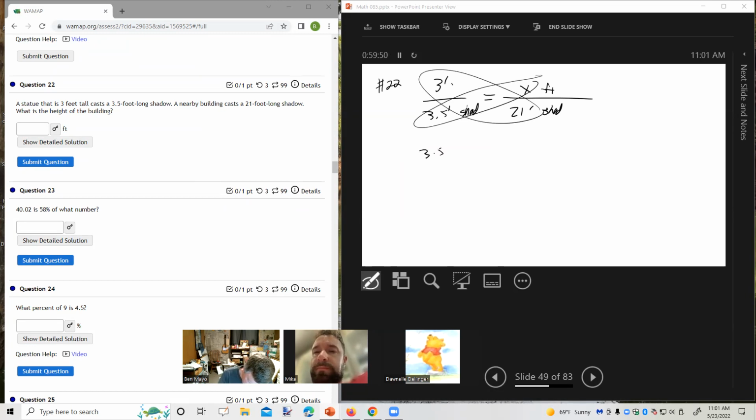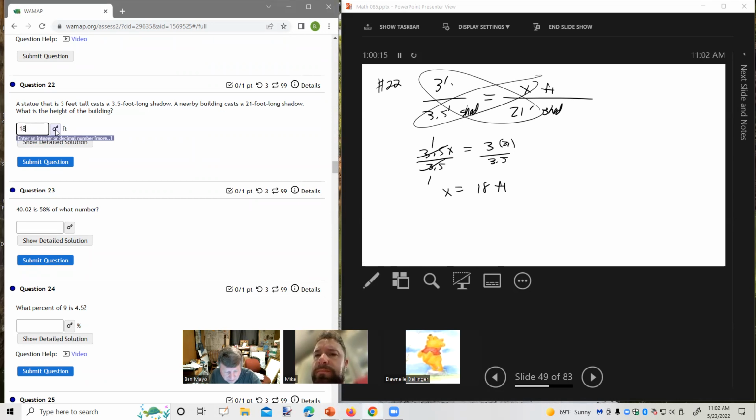So 3.5x equals 3 times 21. Divide both sides by 3.5. So we've got 3 times 21, which is 63, divided by 3.5, which is 18 feet. And it has units of feet, so we don't need to write the units in there.